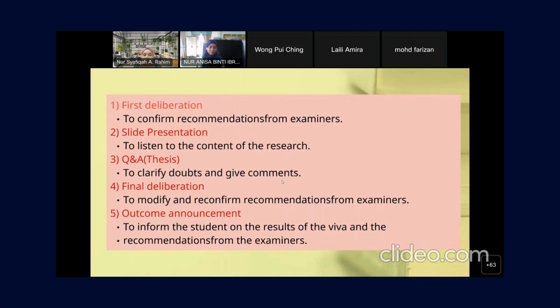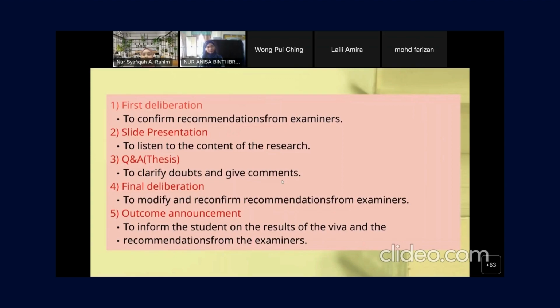So in the first deliberations, the examiners will have the confirmed recommendations. This one is the session between examiners, supervisors, and chairman, right? And then you will do the presentation, and then we will have the Q&A session and the final deliberations. The students will be waiting for the result at the lobby.